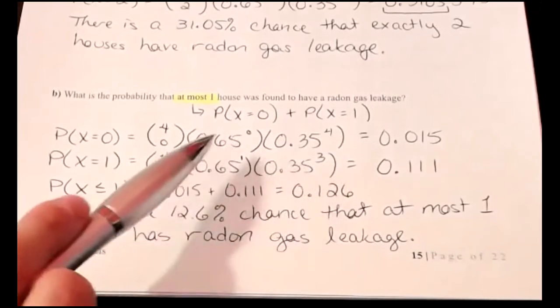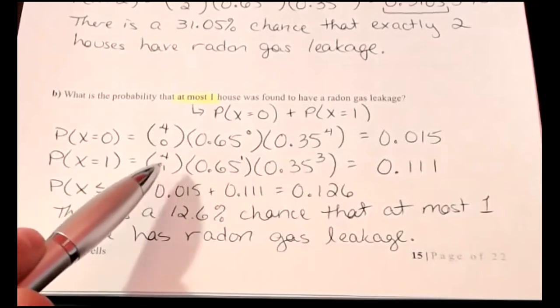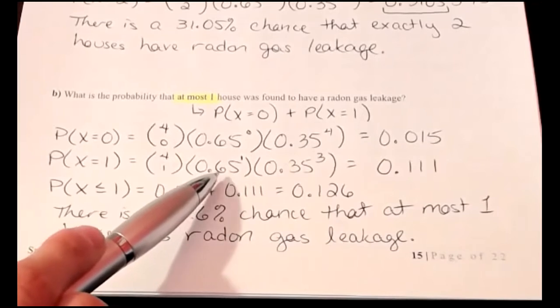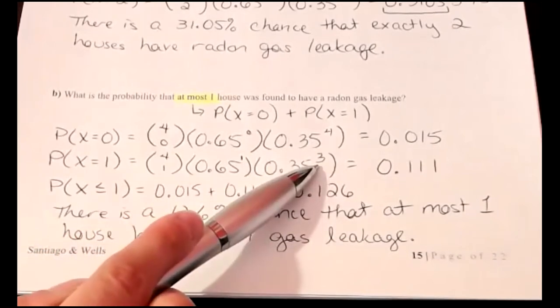Think about it like this. We have 4 houses total, right? Mm-hmm. So I'm saying one of them will have the gas leakage. How many won't? 3. Okay, so you just subtract?